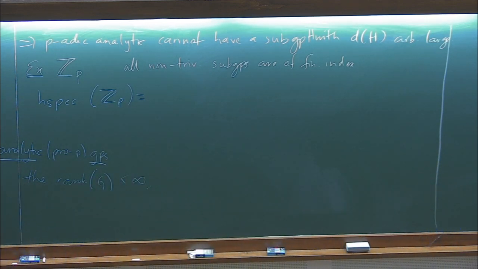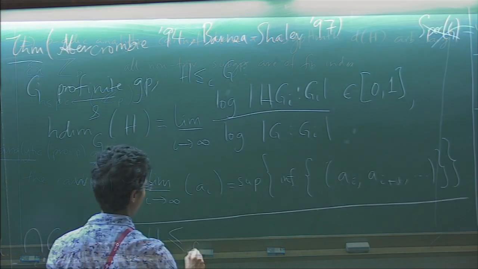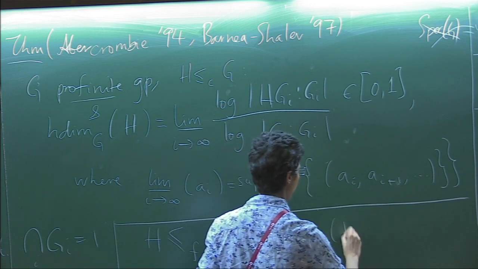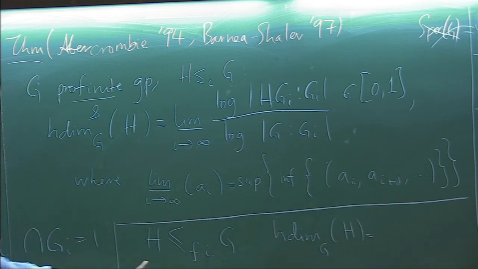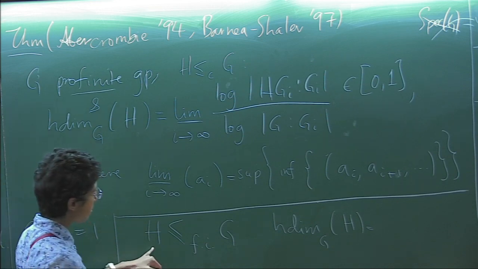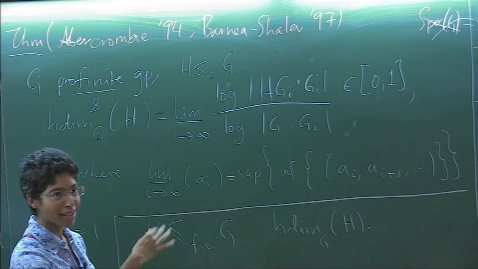Okay, so let's go back to the formula for Hausdorff dimension. Just looking at the formula, we can observe two things about the extreme subgroups in your pro-p group. By extreme subgroups, I mean, if you have a closed subgroup H that is of finite index, what can we say about the Hausdorff dimension of H? Remember that Hausdorff dimension is a measure of density, so how dense your subgroup is in the big group. We're dealing with a big infinite pro-p group, and if we have a subgroup of finite index, it's basically the whole group.